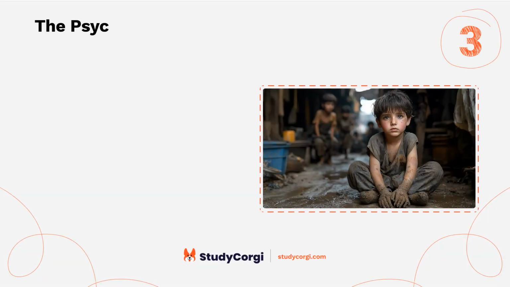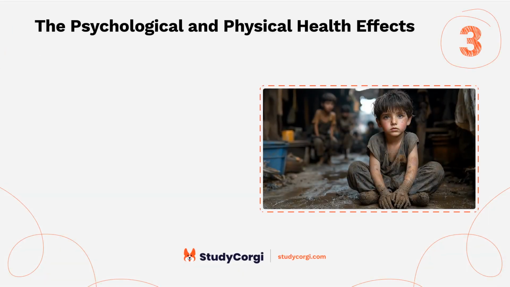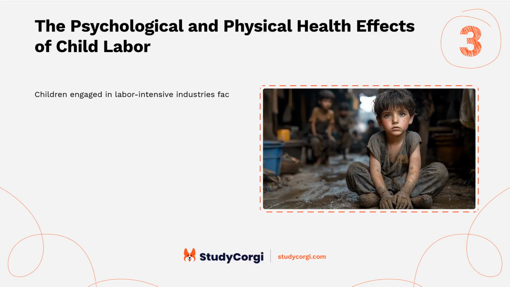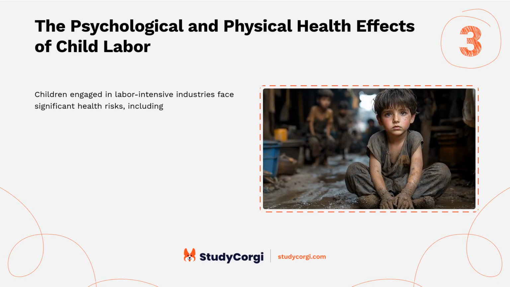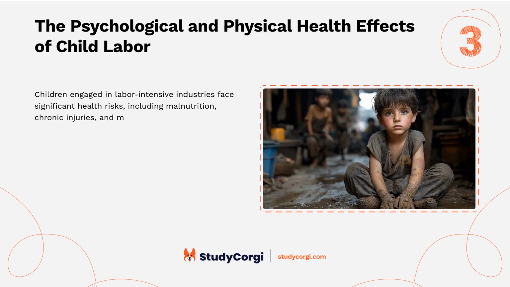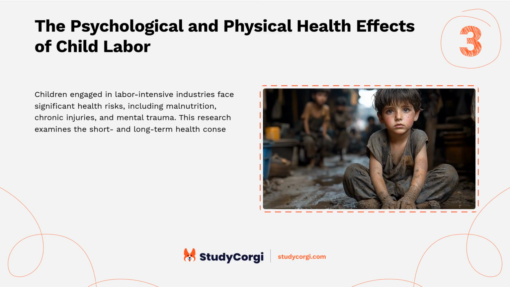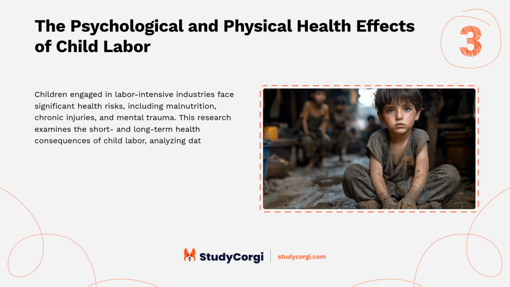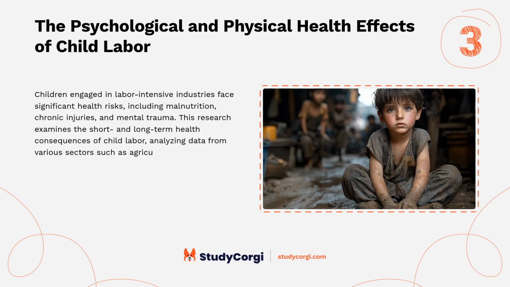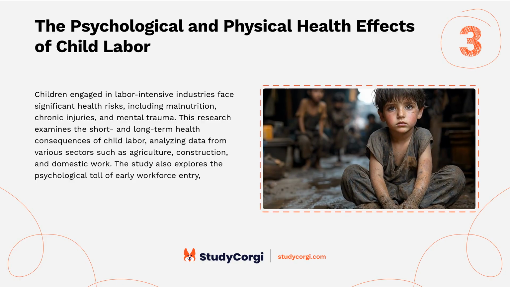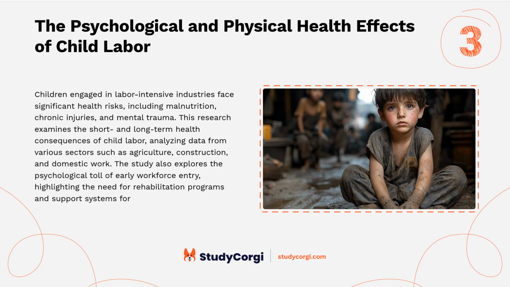The psychological and physical health effects of child labor. Children engaged in labor-intensive industries face significant health risks, including malnutrition, chronic injuries, and mental trauma. This research examines the short and long-term health consequences of child labor, analyzing data from various sectors such as agriculture, construction, and domestic work. The study also explores the psychological toll of early workforce entry, highlighting the need for rehabilitation programs and support systems for child labor survivors.